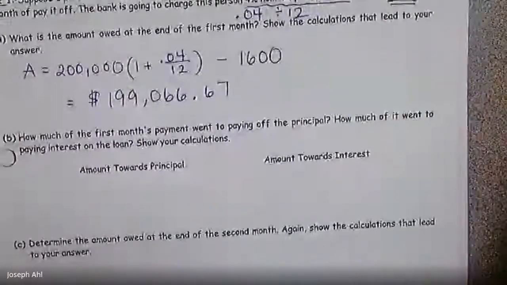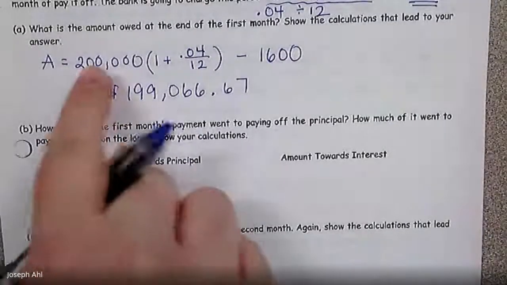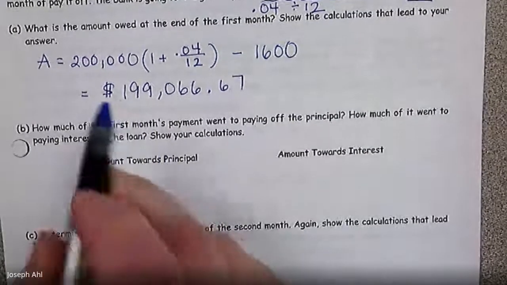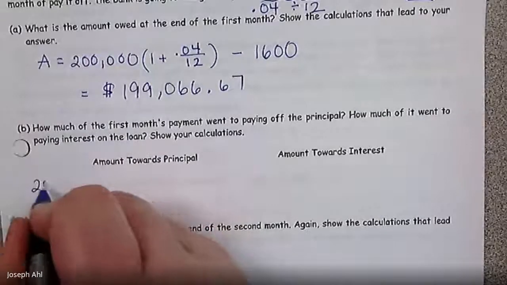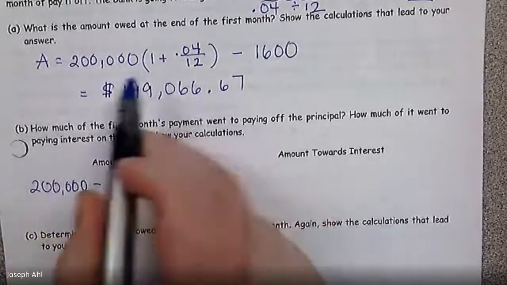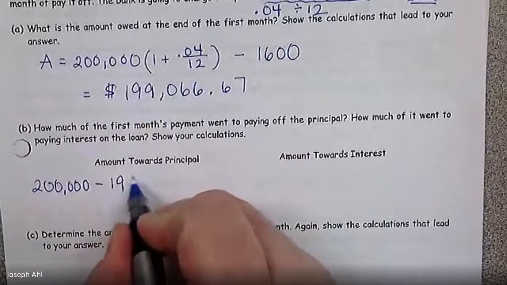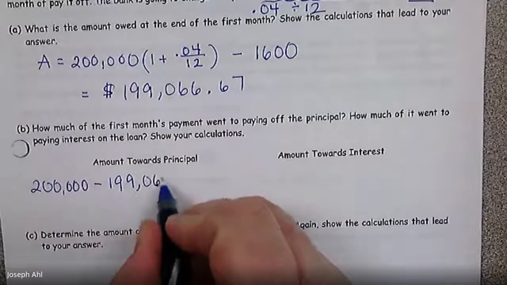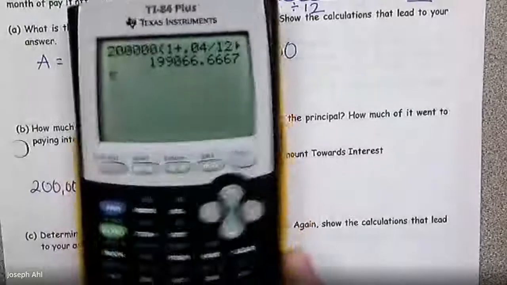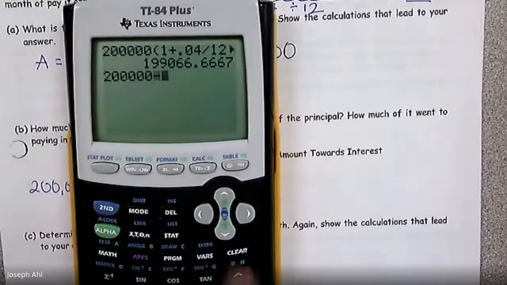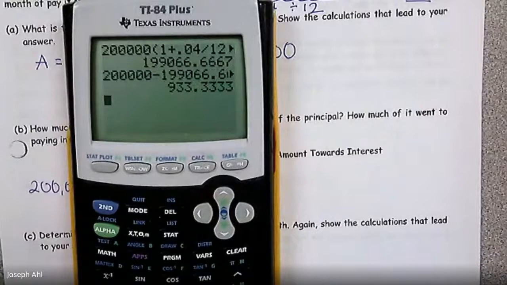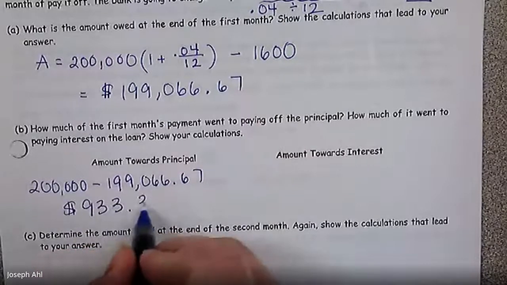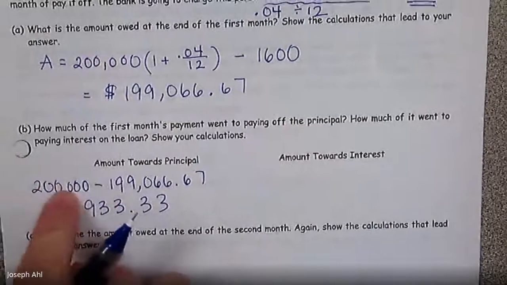So how much of the first month's payment went towards paying off the principal? The principal is the amount that I still owe the bank, $200,000, and how much of it went towards interest? So what I can do is take the amount that I started with and subtract the amount that I still owe, $199,066.67, and figure out how much came off the loan from this payment of $1,600. So 200,000 minus that last answer is $933.33. Now remember, this is the amount that went towards paying off the $200,000, but I paid the bank $1,600 last month.